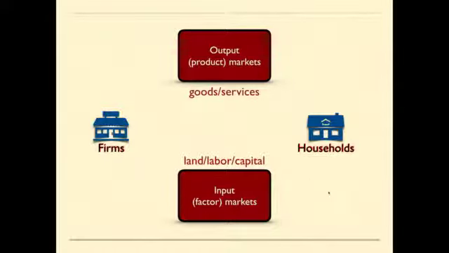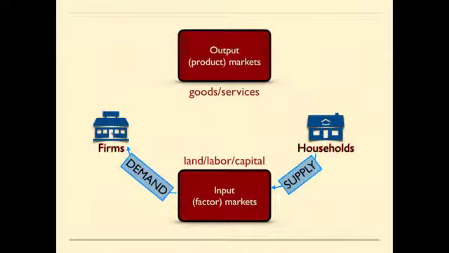So let's see how households and firms interact in the input or factor markets where land, labor, and capital are exchanged. Households will supply land, labor, and capital to firms. So households are the suppliers of land, labor, and capital, and firms are the demanders of land, labor, and capital. For example, when you are looking for a job, you enter the labor market, you are supplying your labor, and a firm hopefully will demand your services in the labor market.